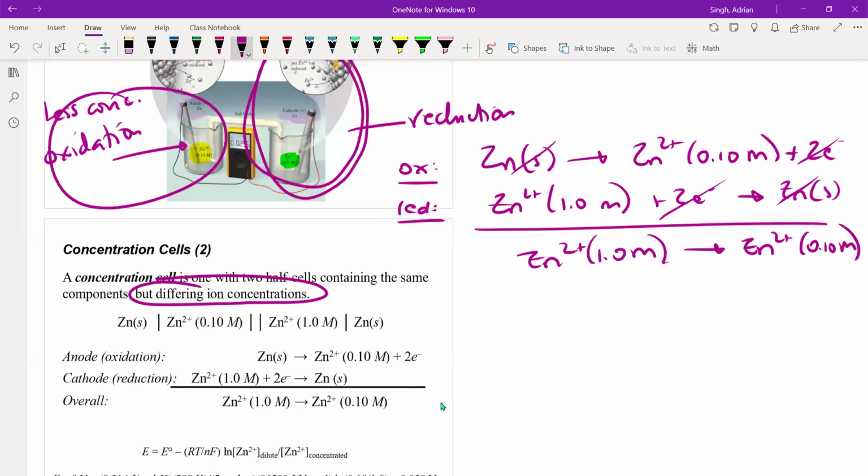All right, so now if we write our Q for the reaction, the product zinc 2 plus 0.1 molar divided by the reactant zinc 2 plus 1 molar.